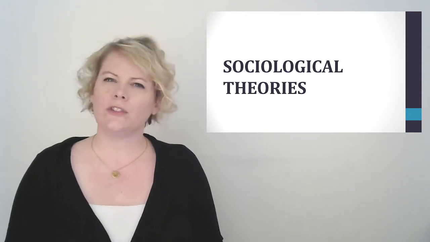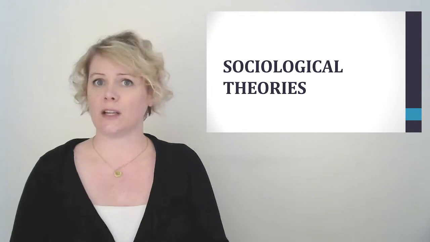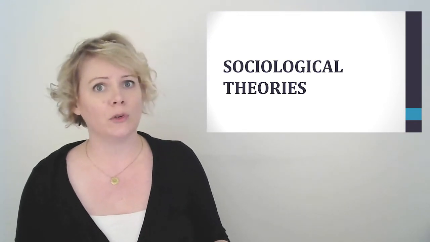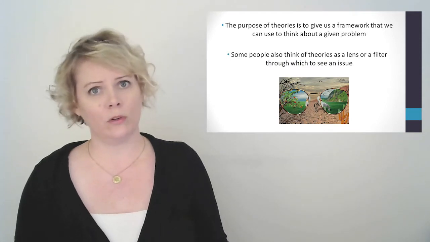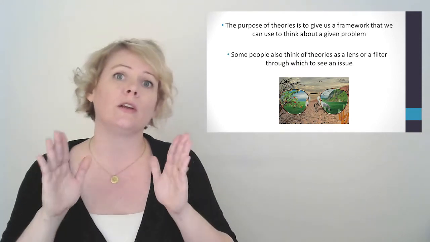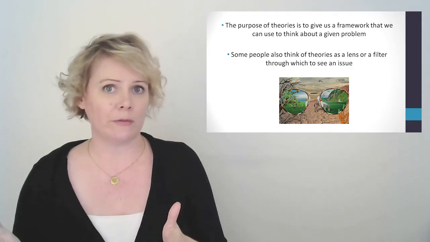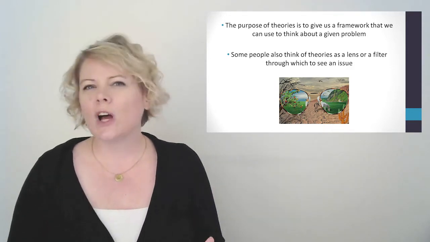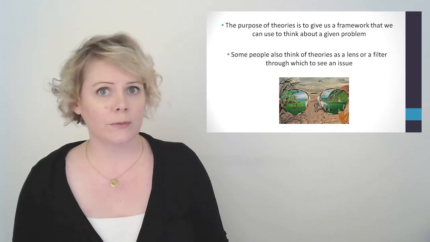So in sociology, theories aren't the same way that they would be in chemistry or something like that. We're not testing a hypothesis to find out if a thing is true. It's more like a framework, a way of thinking about the world. Some people compare it to looking through a lens, and that lens colors the way that we see the things on the other side of the lens. So sociological theories are more like explanations of the way that society works.